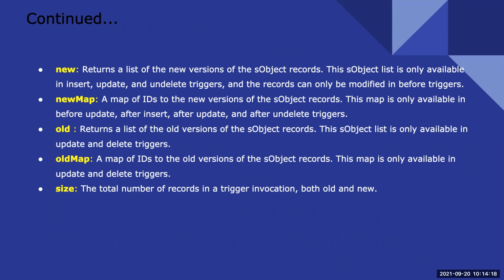New and old are lists, while newMap and oldMap are maps. Meanings are the same. So what does new represent? The new values. What old represents is the old values. Say a record is being updated from some X value to Y value. So X will be the old value and Y will be the new value. The only difference is that new and old are lists, while newMap and oldMap are maps of ID and the objects. And then we have size, that is the total number of records in a trigger invocation, both old and new, meaning how many records are being updated in one instance.